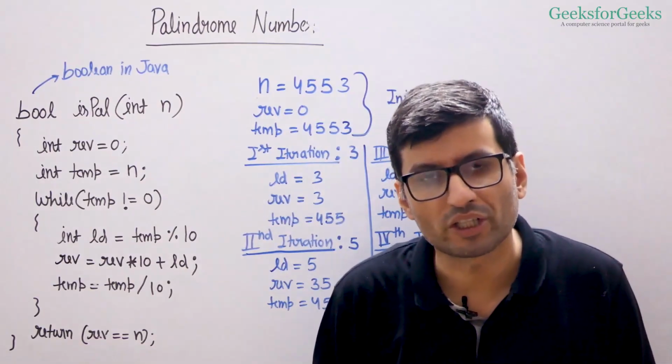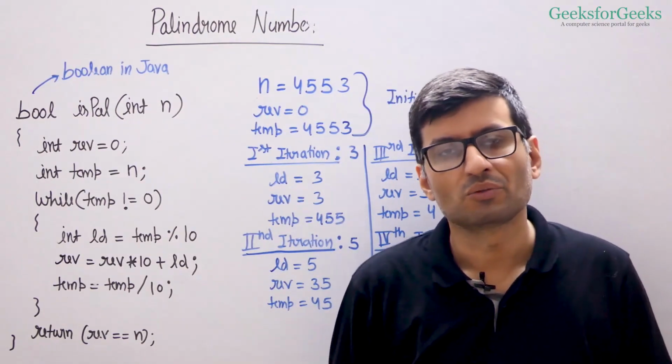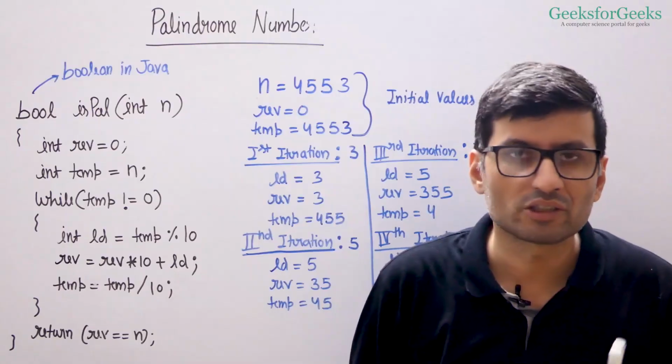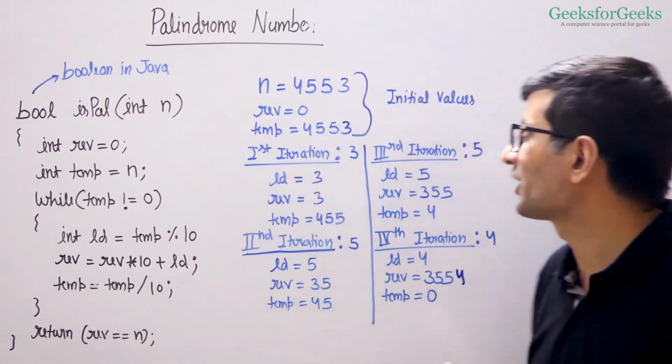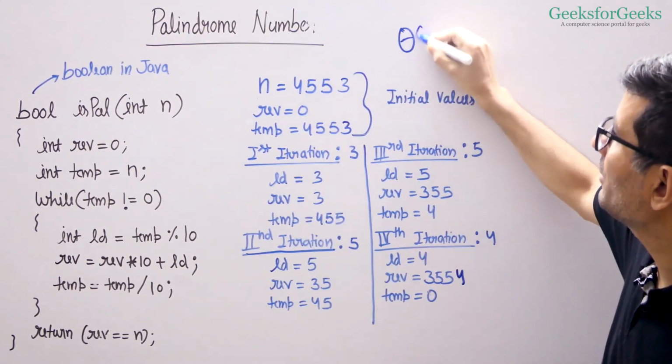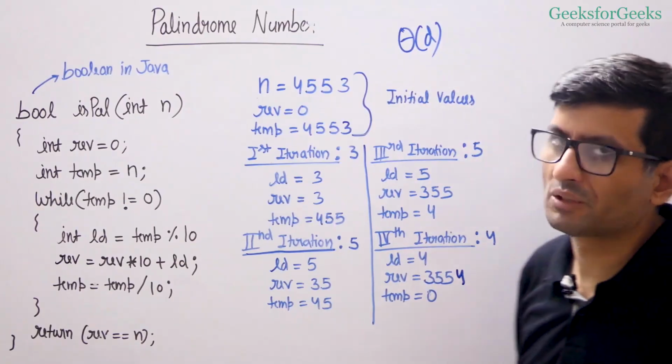Let us now talk about time complexity of this solution. We are simply traversing through all the digits of a given number. So we can say time complexity is theta of d, where d is the number of digits in our input number.